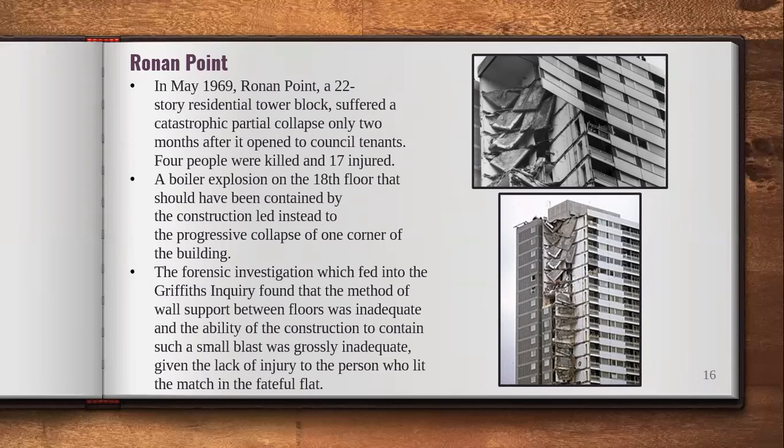So the forensic investigation, which fed into the Griffiths inquiry, found that the method of wall support between floors was inadequate, and the ability of the construction to contain such a small blast was grossly inadequate, given the lack of injury to the person who lit the match in the fateful flat.